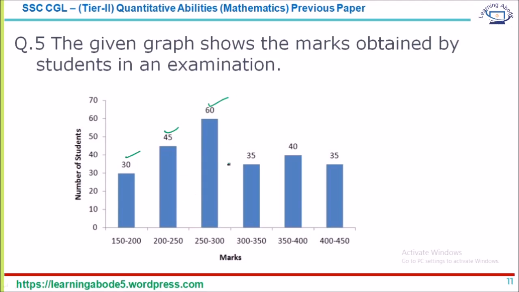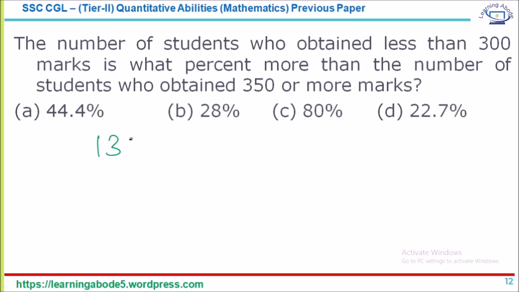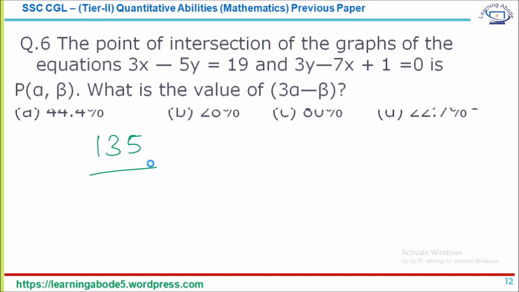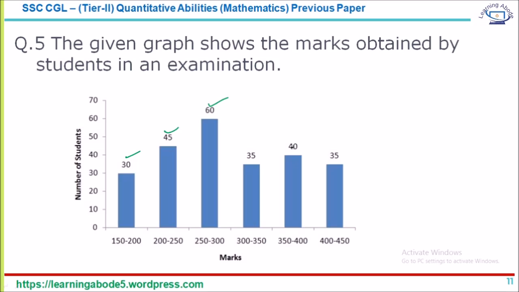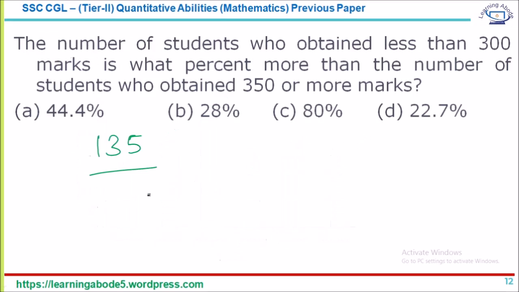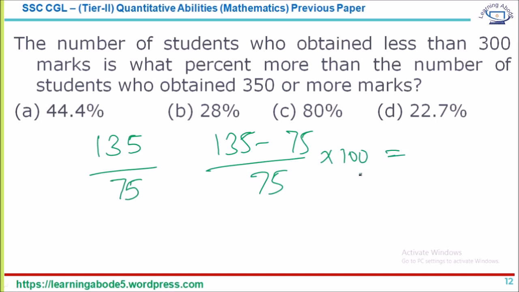Okay, so that's 135. So less than 300 is 135, and more than 350, it's like this 40 and 35, 75. So 135 by 75, or if you want to take the difference, it's 135 by 70 minus 75 to 75 into 100. So that's 60 by 75, which is 4 by 5. So 4/5, it is 80%. That's answer option C.